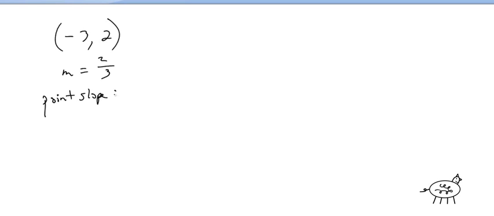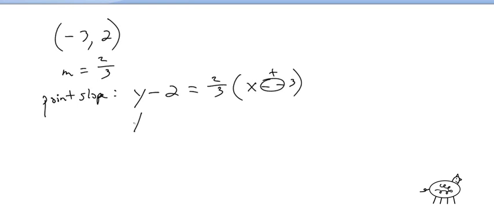Let's review real quickly. If I told you it passes through the point negative 3, 2, and the slope was 2/3. Remember, point slope is y minus y1 equals m times x minus x1. So x minus negative 3 is plus. It's y minus 2 equals 2/3 times x plus 3. That's point slope form.